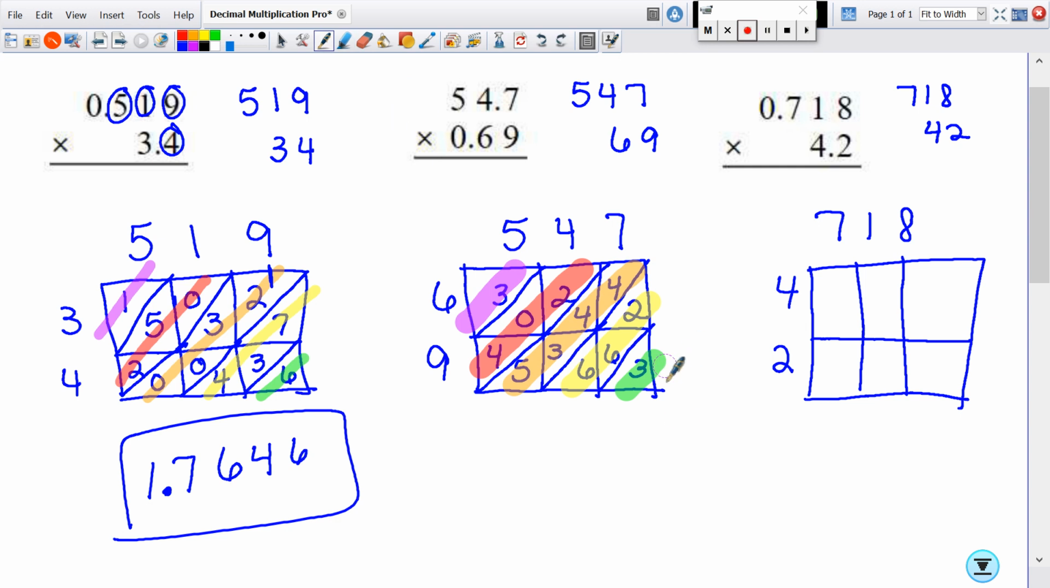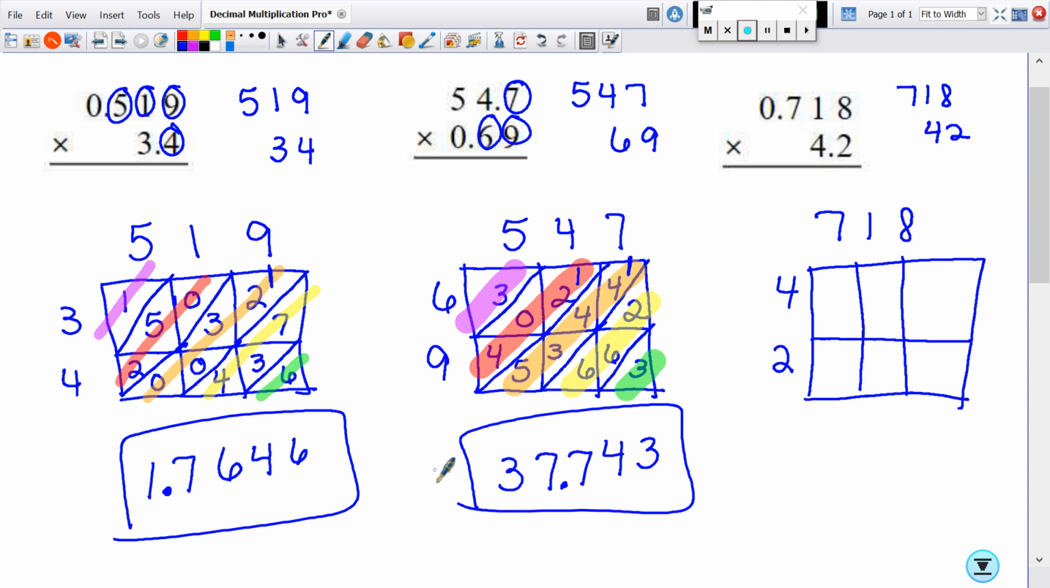Okay, so starting from the bottom or from the right and working your way up, I've got a 3. 2 plus 6 plus 6, that's 14. Write down the 4, carry the 1 to the next diagonal, and add those up. So 4, that's 5, 9, 12, 17. Write down the 7, carry the 1, 3, 7, and then a 3 in this diagonal. The original problem had 1, 2, 3 numbers after the decimal, so you want 3 numbers after your decimal. So that's the answer.